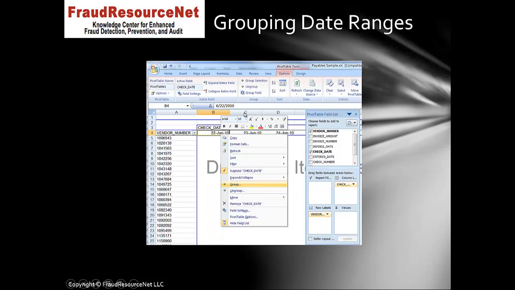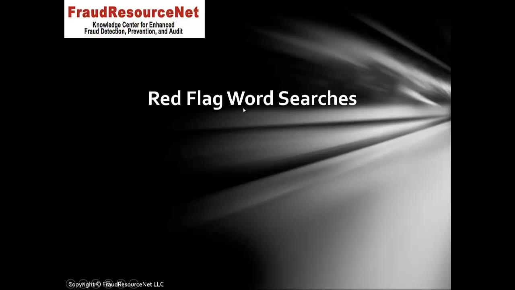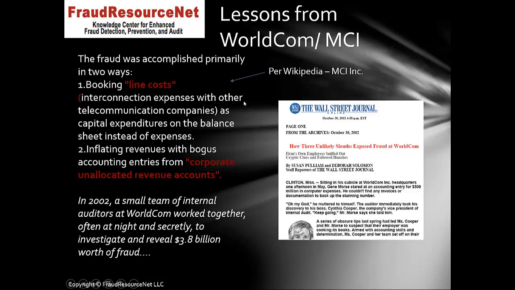Okay. We talked about the grouping and the graphing and all that, so I'll blow past that. And we'll talk now about red flag word searching and word summaries. Somebody had mentioned this to me recently, and I thought it was a great point: if the MCI auditors had looked for corporate unallocated revenue accounts or line costs, for example, initially, they probably would have just stumbled upon so much inactivity that they wouldn't be able to understand or would need to get more follow-up on.